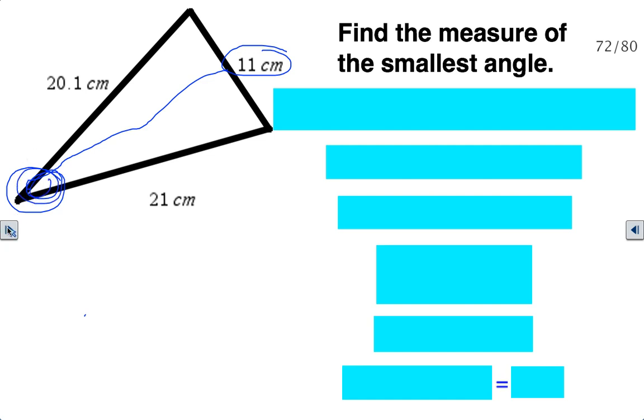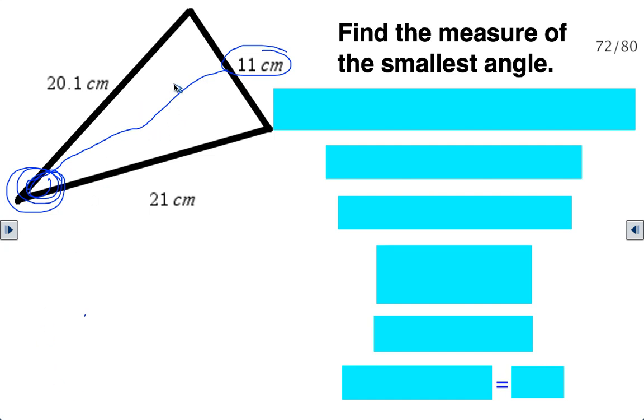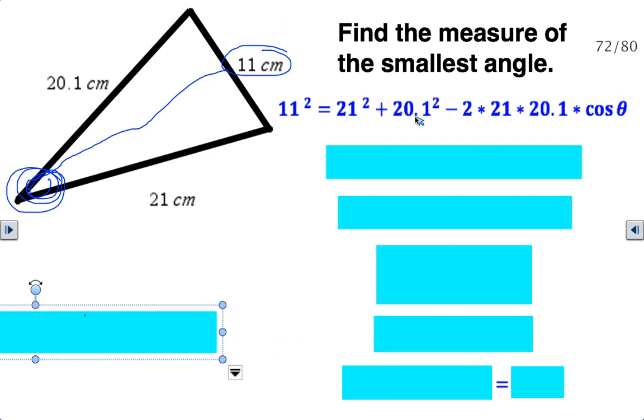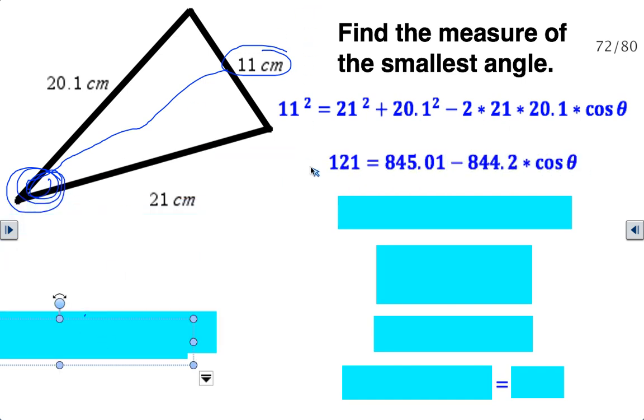When you do that, we are going to have to use the law of cosine because we do not have any other angles. So our 11 squared is going to be on the left side, and everything else is going to be on the right. Okay, from this point we are looking for our angle, so we'll have cosine theta over here. We can simplify everything by squaring it and multiplying everything that can be multiplied.